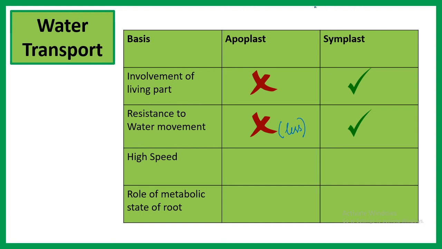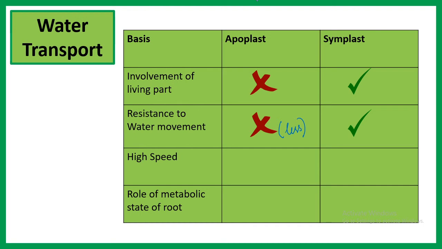And from a biological point of view, what you have to understand is that in the symplast pathway you have to cross the plasma membrane and the cytoplasm. You have to cross the plasma membrane, which will take time. Along with that, in the cell you have molecular traffic or cellular crowding. That cellular crowding will also hinder the movement of water, so there's resistance.